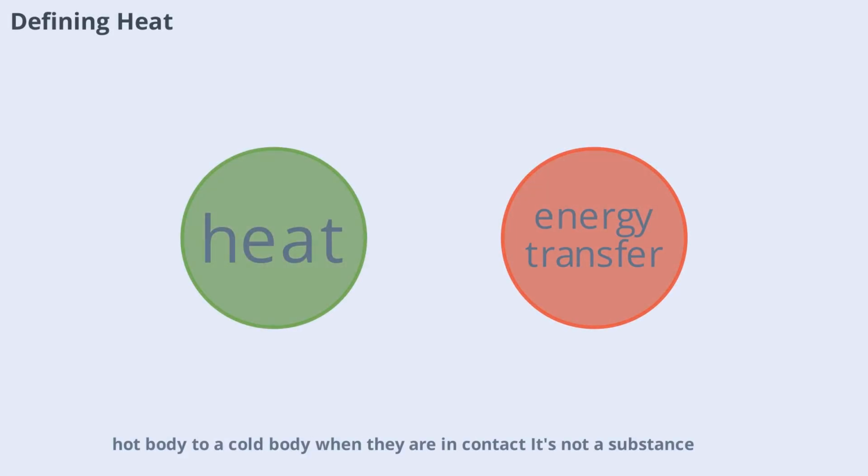Heat is a form of energy that flows from a hot body to a cold body when they are in contact. It's not a substance, but rather a transfer of energy due to temperature difference. The study and measurement of this energy transfer is what we call calorimetry. Understanding heat flow is essential in many scientific and engineering applications, from designing engines to understanding weather patterns.